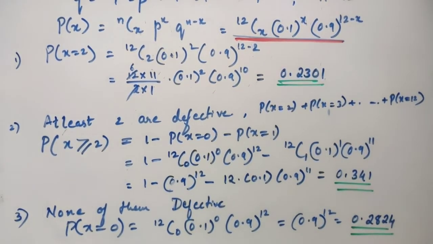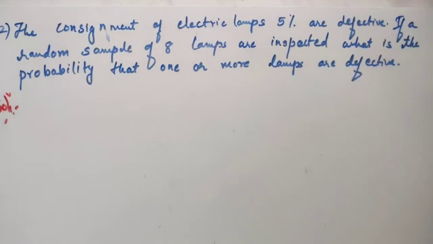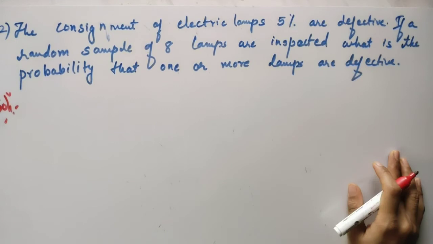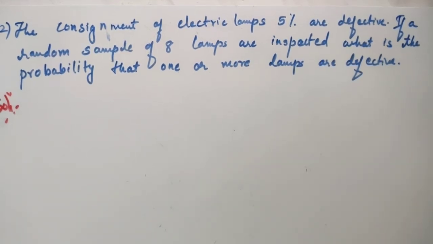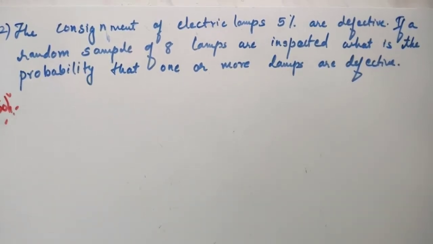Let's continue with one more problem which has appeared in the question paper. Here is one more problem for you. In a consignment of electric lamps, 5% are defective. If a random sample of 8 lamps are inspected, what is the probability that one or more lamps are defective? One or more lamps are defective, you have to work for. So first of all, read the question properly. The probability of defective lamp, we will take it as P.